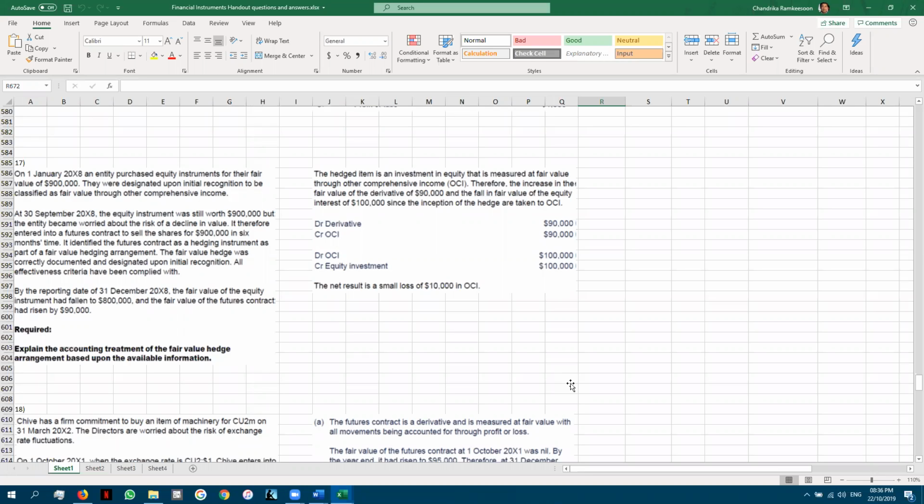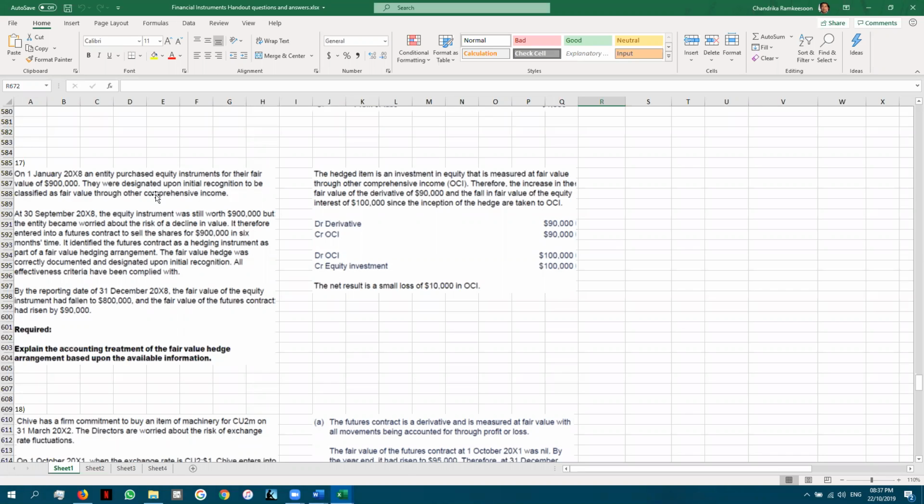Remember though, if it is specifically designated as fair value through OCI, then any gains and losses resulting from the hedge account will go through OCI. Whereas if this line had not been given to you, you could have assumed that any gains and losses would go to P&L. You saw that on the handout just now.